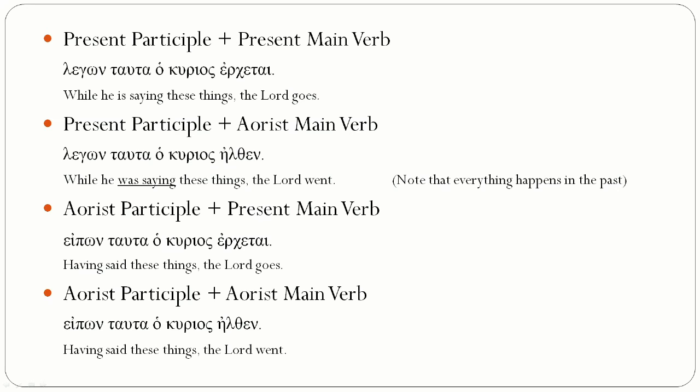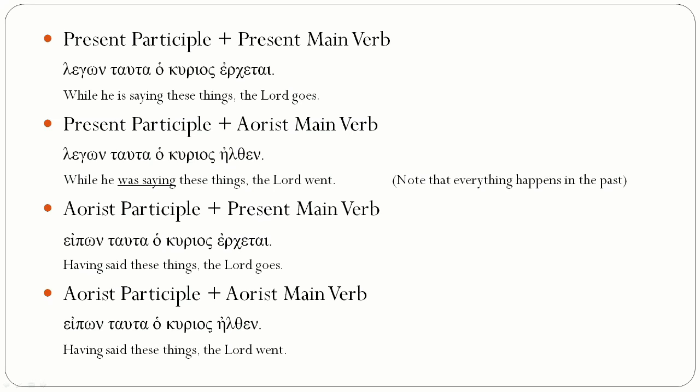And then the participle phrase there, okay? The legon is happening at the same time as the erketai. Okay, the saying is happening at the same time as the going. So here you have while he is saying these things, or you can even just say while saying these things, the Lord goes. Okay, present time because of the present tense main verb, and the saying or the speaking is happening at the same time as the going.